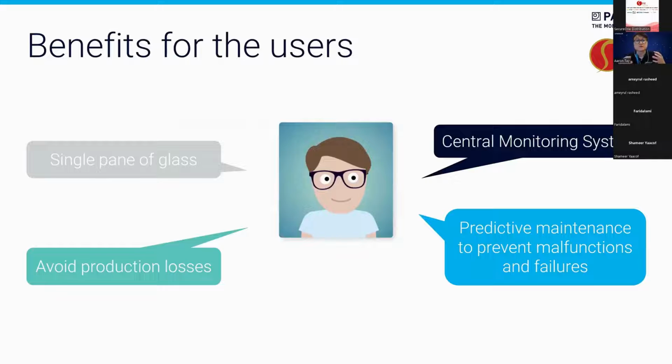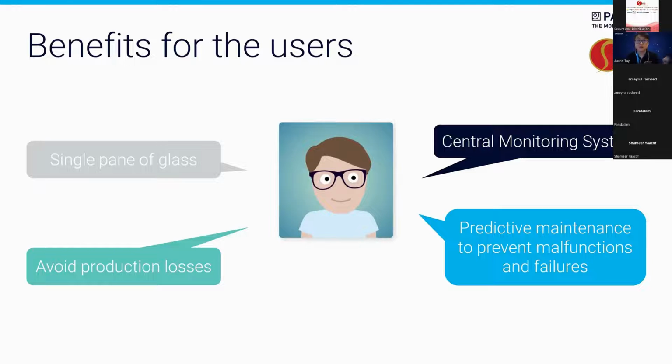And what is the benefit to the users? If you are doing it as a reseller, first, centralized monitoring of everything for the users. You have predictive maintenance to prevent malfunctions and failures. We have the warning inside PRTG. A single pane of glass, and of course, to avoid production loss, because you have a tool to give you an overview of everything.